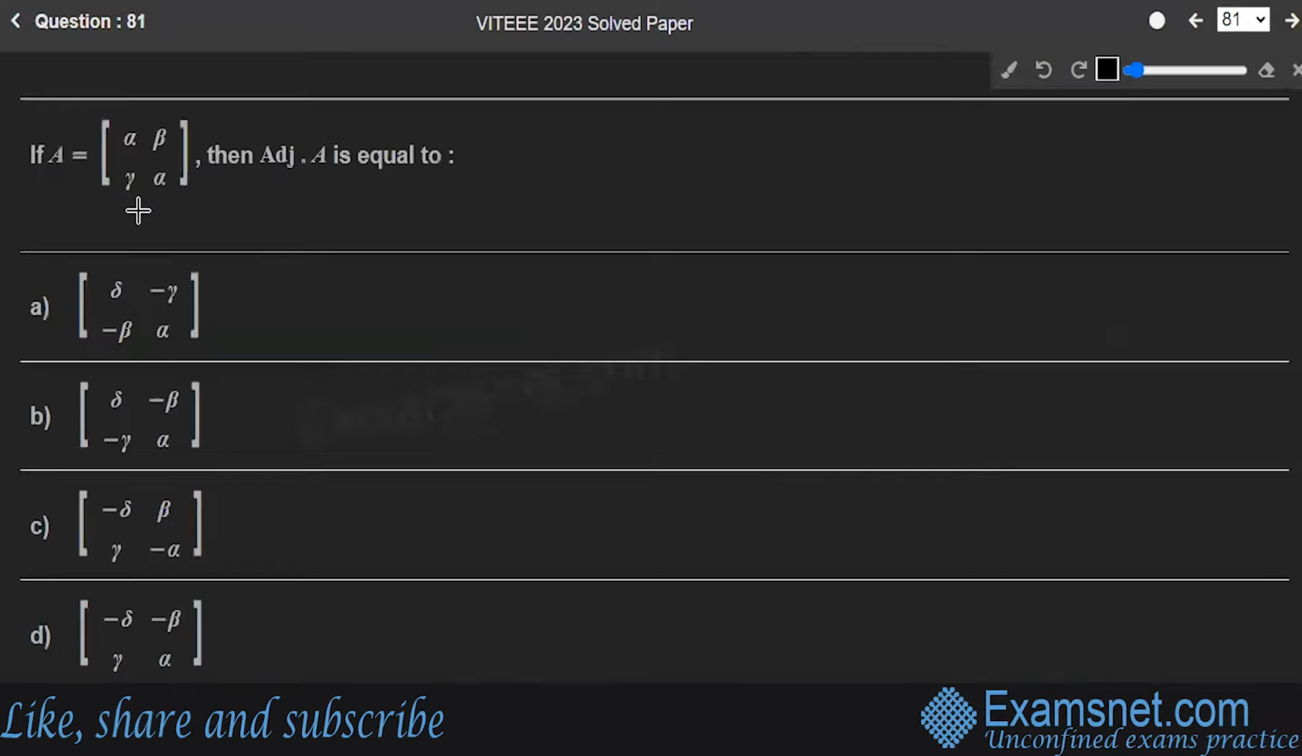Next is question number 81. If A is given by this matrix, then the adjoint of A is equal to. Fine. So you are given that A is alpha, beta, gamma, and alpha, right?